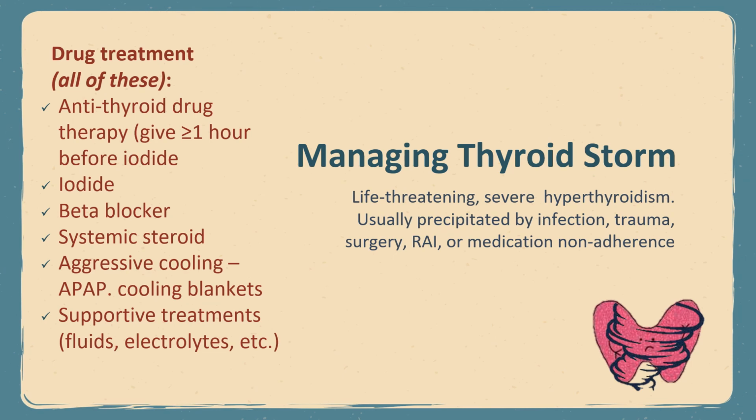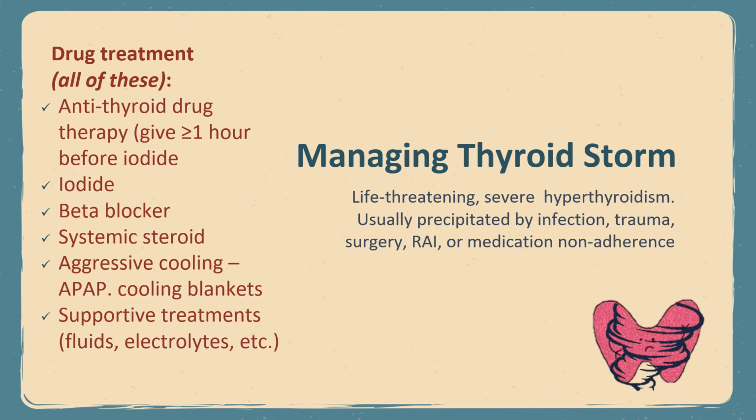So now that we've looked at chronic hyperthyroidism, let's take a look at thyroid storm briefly. Thyroid storm is a life-threatening severe hyperthyroidism state that's usually precipitated by some sort of event like infection, trauma, surgery, the radioactive iodine treatment, or even medication non-adherence.